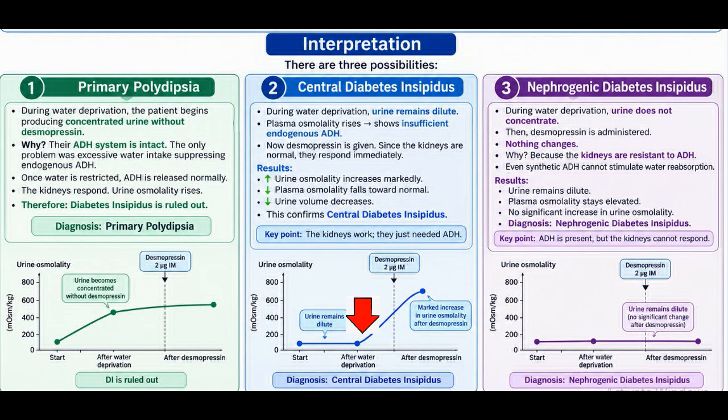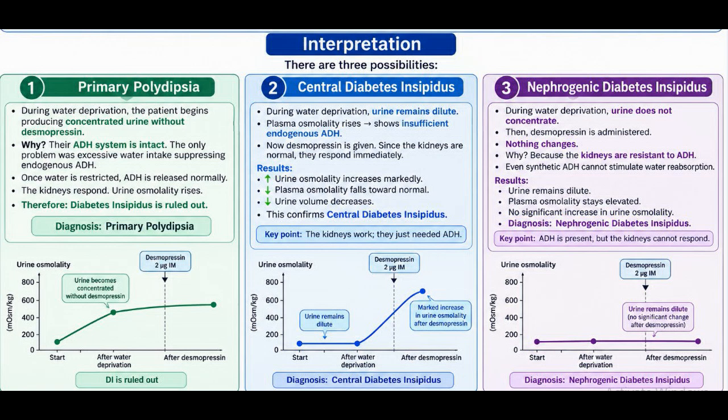2. Central diabetes insipidus. Initially, during water deprivation, urine remains dilute. Plasma osmolality rises. This shows insufficient endogenous ADH. Now desmopressin is given. Since the kidneys are normal, they respond immediately. Results. Urine osmolality increases markedly. Plasma osmolality falls toward normal. Urine volume decreases. This confirms central diabetes insipidus. Key point. The kidneys work, they just needed ADH.